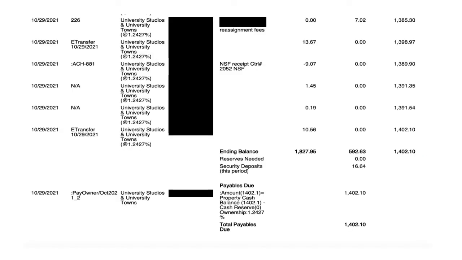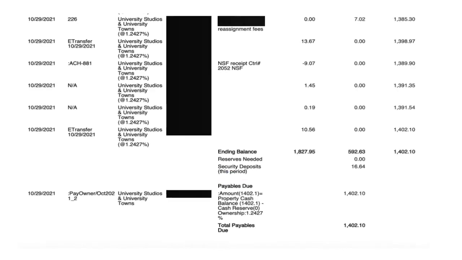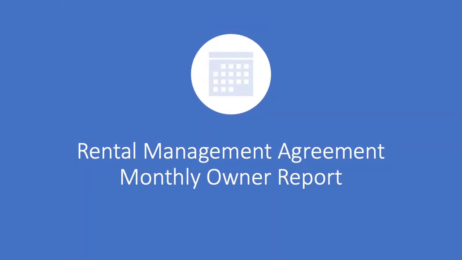The ending balance row shows all of the income column's value added together. It also shows the value of the expense column added together, and the value of your payables due after all income and expenses have been calculated from the balance column. For rental management agreement units, the monthly owner report is similar.